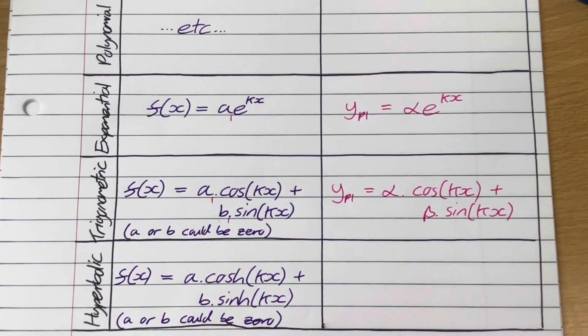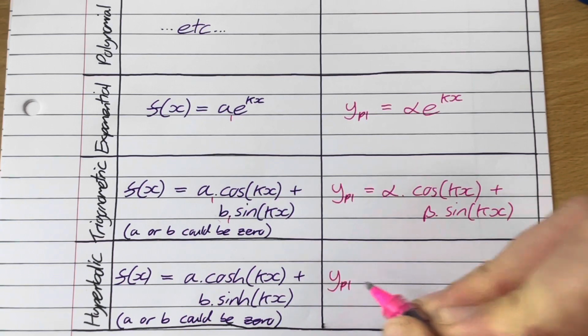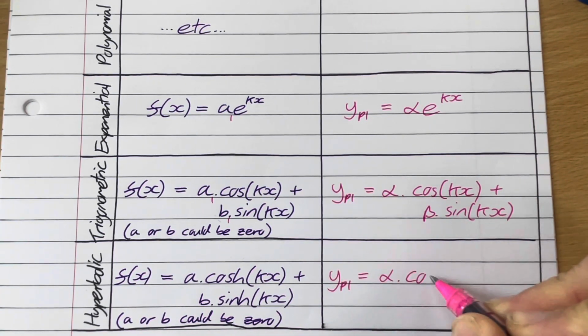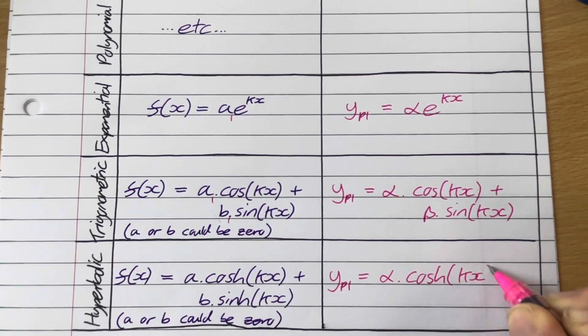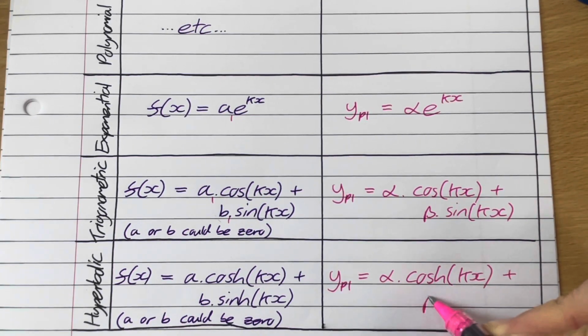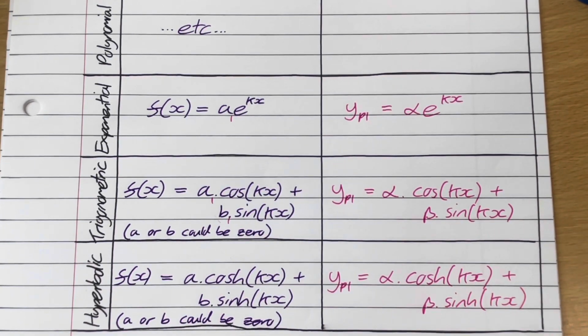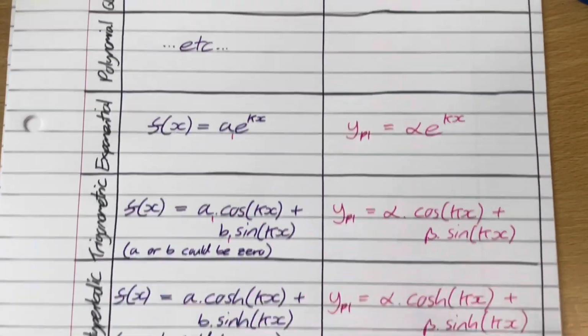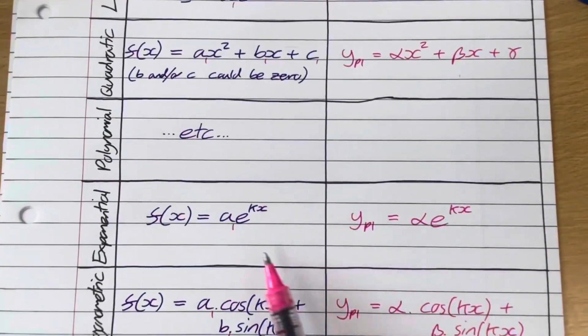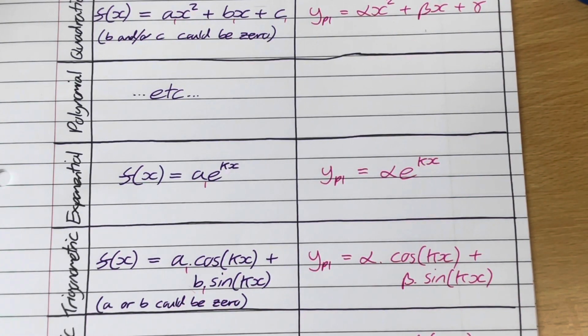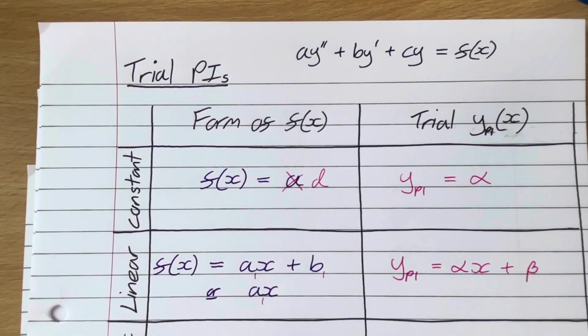And a hyperbolic case, which could come up as well, is exactly the same as the trig case above, except it's the hyperbolic functions rather than the trigonometric functions, plus beta times sine of kx. And if your f of x is any combination of these, say a constant plus an exponential, then I would have an alpha plus a beta e to the kx. I'll just start combining these together. So that's the general theory of how we get to the particular integral form, at least.